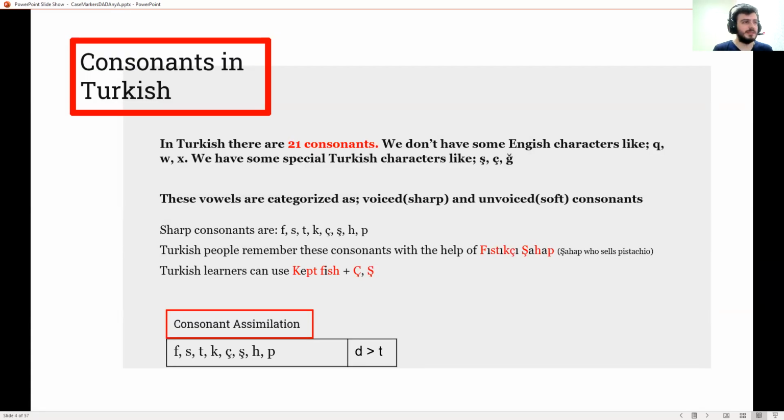And we also have some consonants that are a little bit different compared to the other ones, and we call them sharp consonants. And those are f, s, t, k, ç, ş, h, and p. These are sharp consonants because when I'm pronouncing them, it sounds like it's exploding in my mouth. And when I have them as the last letter of the word, then the D that I have for my case marker becomes T. We are also going to talk about it.